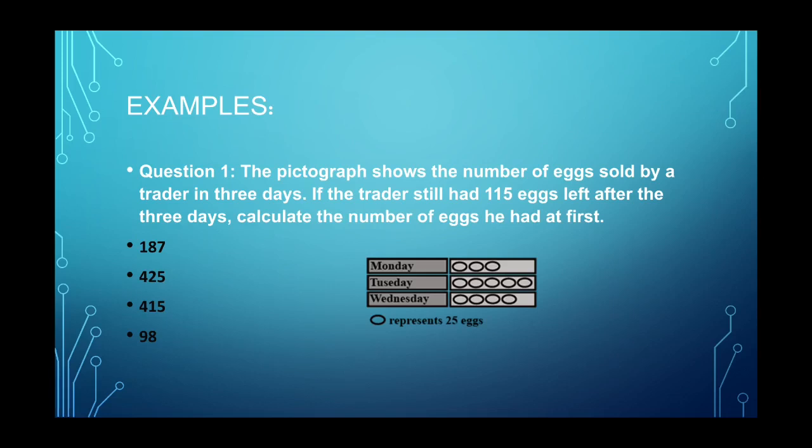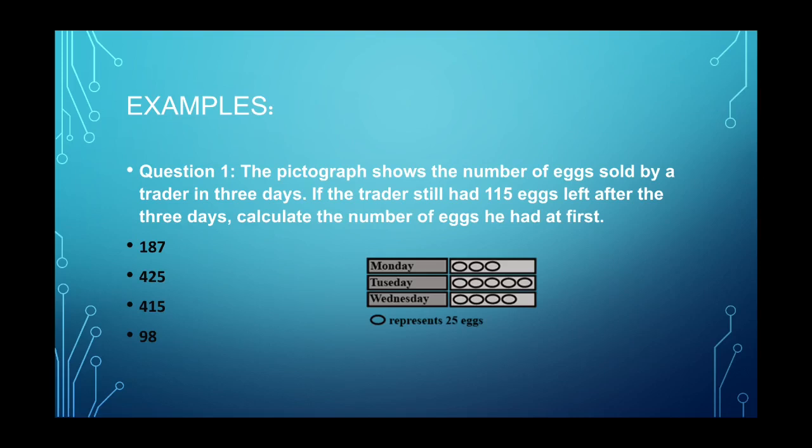So it shows here that on Monday, it is given 3 ovals. So you just need to multiply 3 ovals by 25 eggs. So you will have a total of 75 for that one. And on Tuesday, you'll see that it has 5 ovals, multiplied by 25, so you'll get 125 eggs. Then on Wednesday, it shows 4 ovals, and multiplied by 25, you'll get 100.